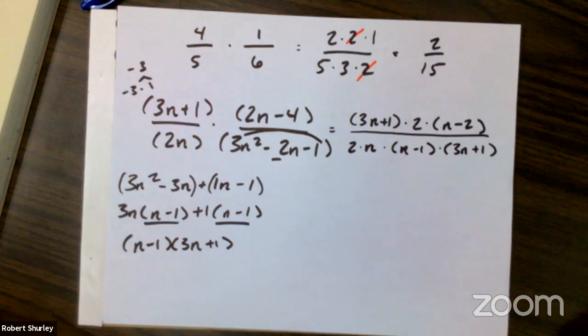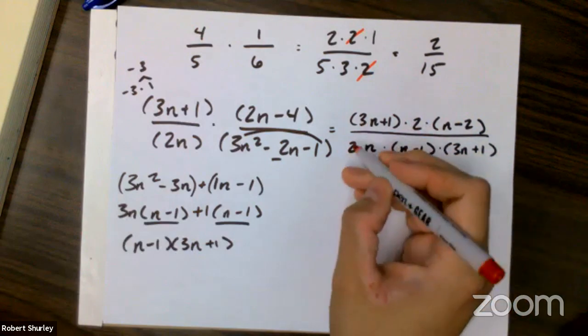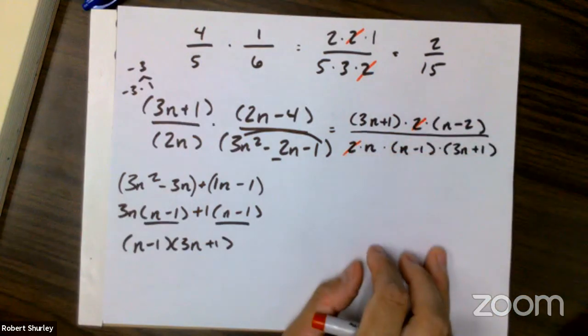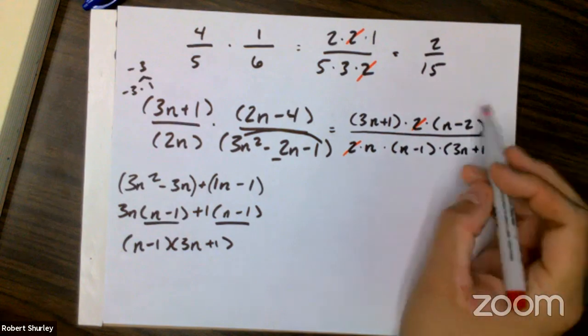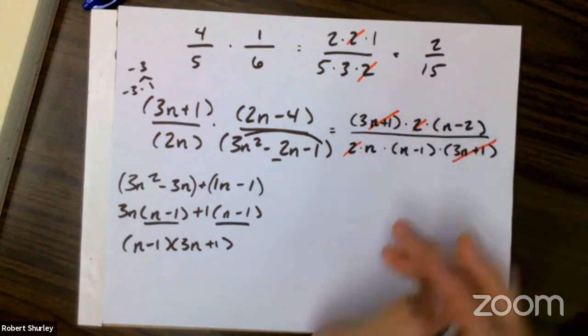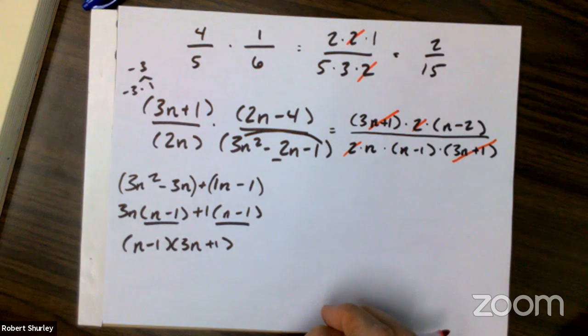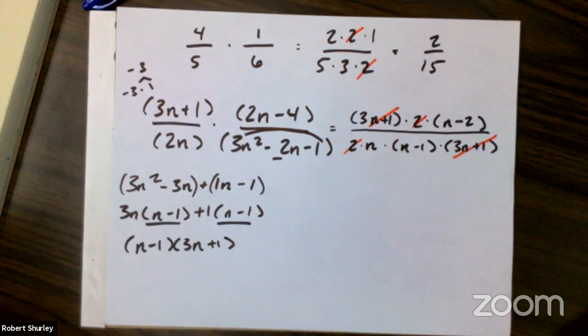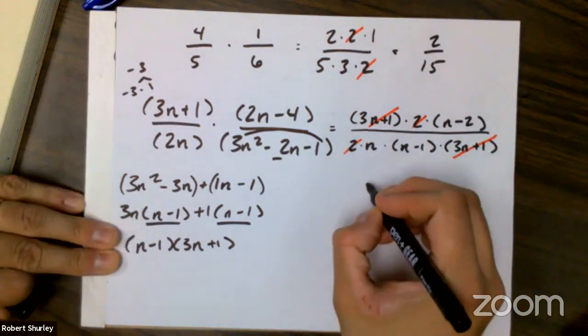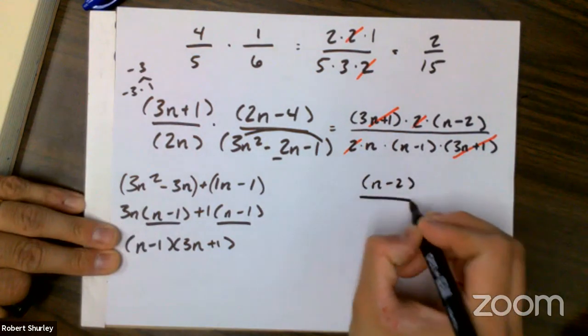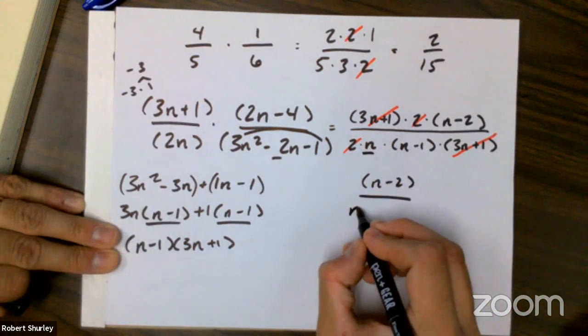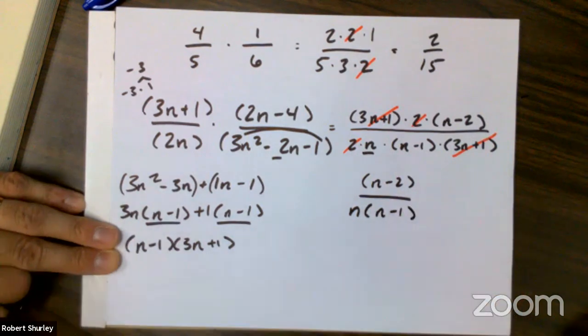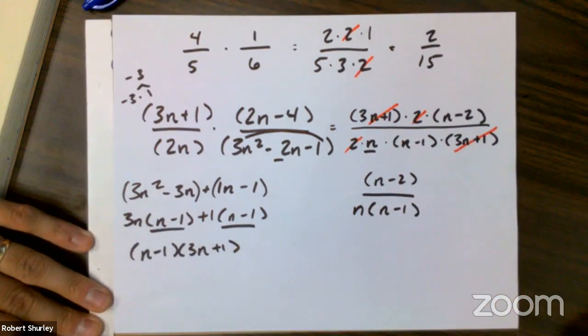And then we're just going to see what cancels, what goes away, right? I'm going to take my red marker out. Right away, I can see the 2's go away. You guys see that? And then the 3n plus 1's go away, right? And then that's it. I can't cancel out the n minus 2. That's an n minus 1. These are two totally different numbers. So the numerator would be n minus 2. The denominator, don't forget that n there, would be n times n minus 1, right?